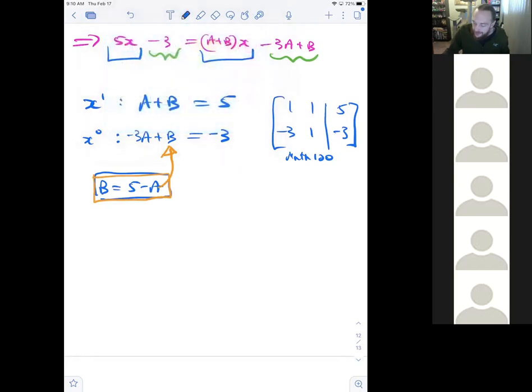So that says that negative 3a plus what was b? 5 minus a is equal to negative 3. So that says negative 4a is equal to negative 8, or a is equal to 2. Yeah. What does that make b? Well, then b is 5 minus 2, which is 3.